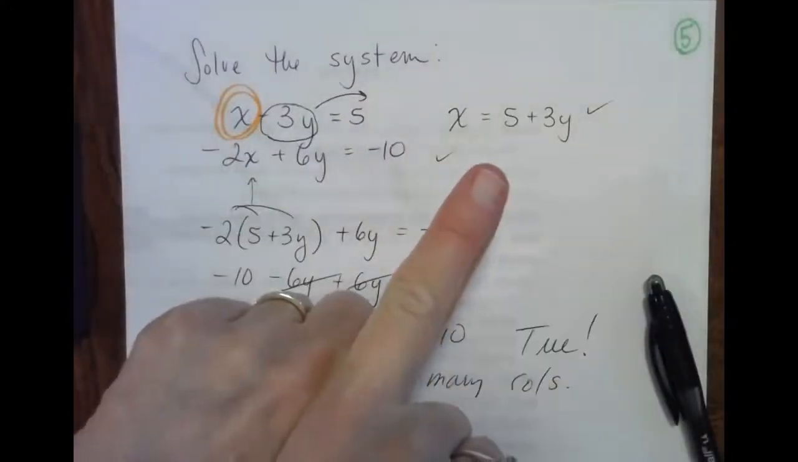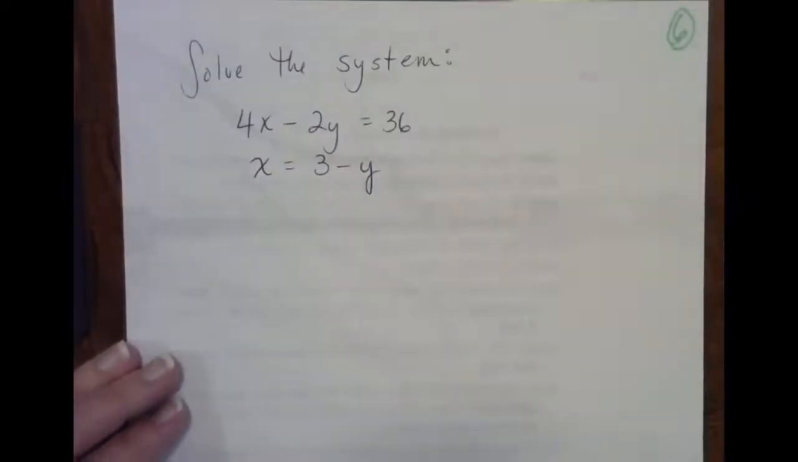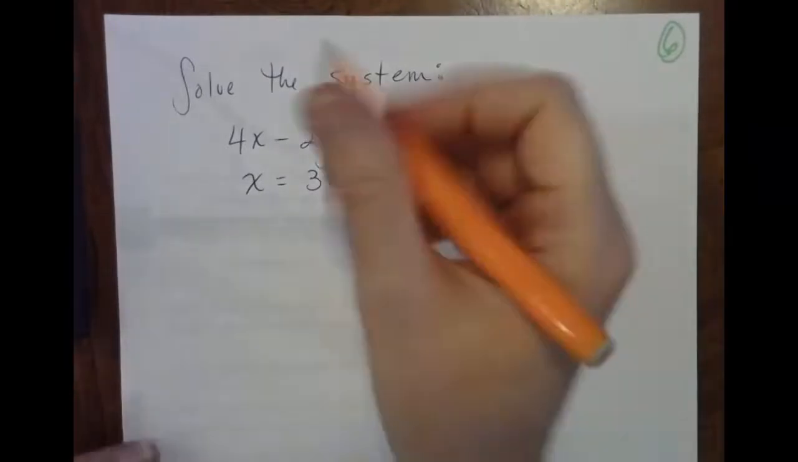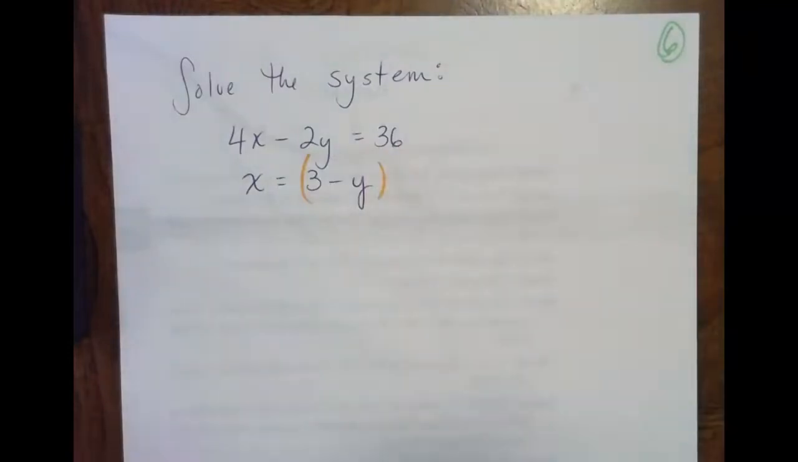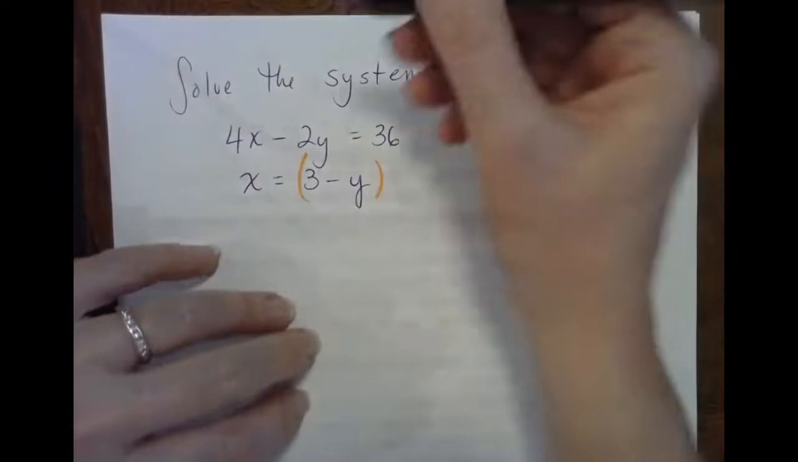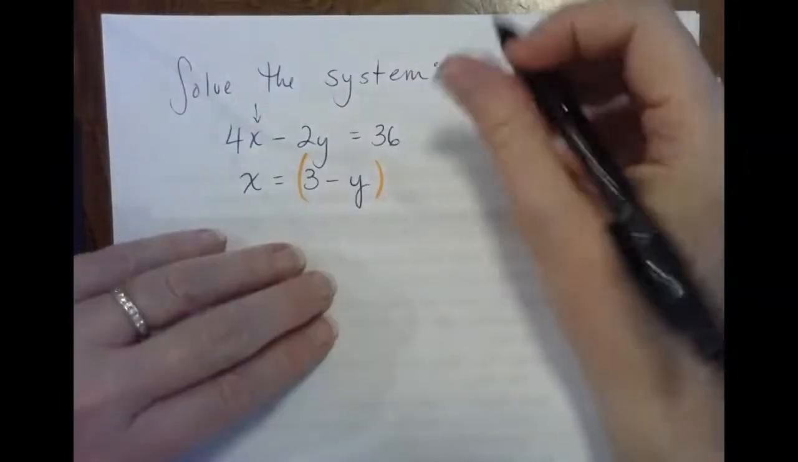They're called coinciding. All of their points are shared. Next, number 6. Again, let's solve this one by substitution. It's set up for substitution. It's ready to go right there. X is 3 minus y. So we're going to plug that in to that x right there using the substitution property.